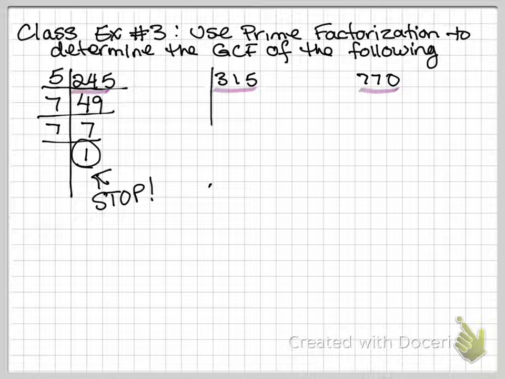So let's do the same thing for our next one, 315. Again, it ends in a 5. So 315 divided by 5 is 63.